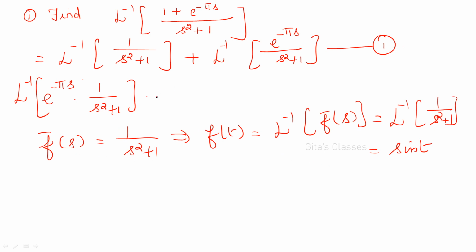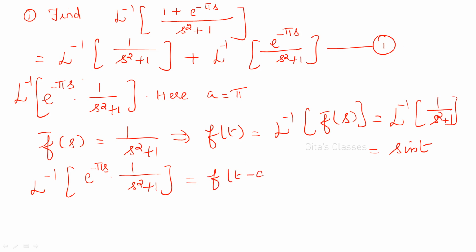What is our a here? Here e power minus a s is e power minus pi s, so a is equal to pi. Okay. Therefore L inverse of e power minus pi s into 1 by s squared plus 1 is equal to f of t minus a into u of t minus a, according to the second shifting theorem, right? So here what is a? Pi. And f of t is what? Sin t.